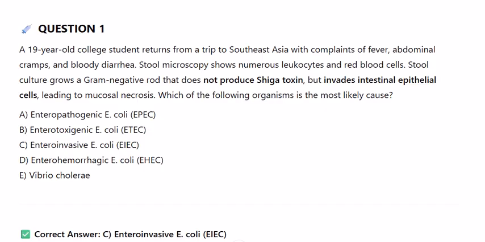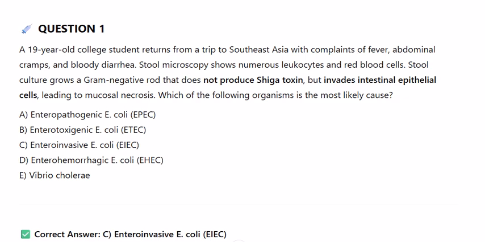Question 1. A 19-year-old college student returns from a trip to Southeast Asia with complaints of fever, abdominal cramps, and bloody diarrhea. Stool microscopy shows numerous leukocytes and red blood cells. Stool culture grows a gram-negative rod that does not produce Shiga toxin, but invades intestinal epithelial cells, leading to mucosal necrosis. Which of the following organisms is the most likely cause?